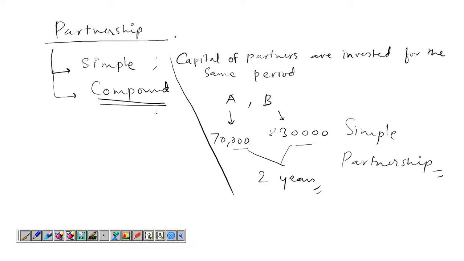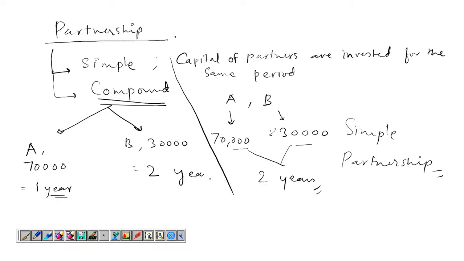And if the capital is invested for different periods of time by the partners, then the partnership is compound. So here, partner A has invested 70,000 for 1 year, and partner B has invested 30,000 for more than 1 year, 2 years, or any other period other than 1 year. So if it is 2 years, then this kind of partnership would be termed as compound partnership.